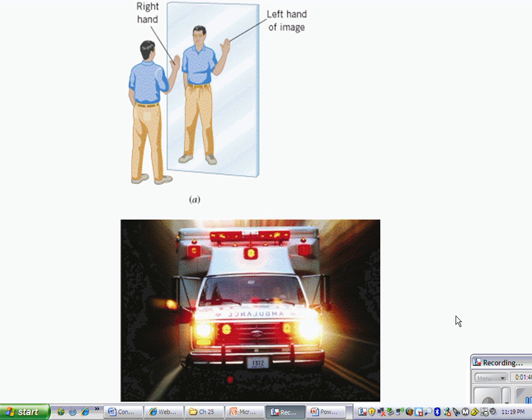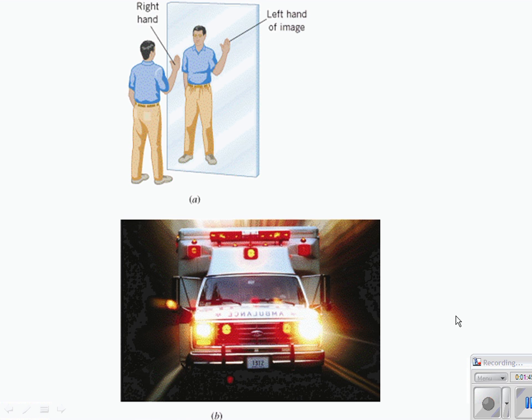It's helpful to realize when we study reflection that your right hand is really the left hand of the image. The image inside the mirror is reversed, and so a right hand would be a left hand, and that's why they spell the word ambulance backwards on an ambulance. It's because when you look in the rearview mirror, you see the word ambulance in the correct direction.